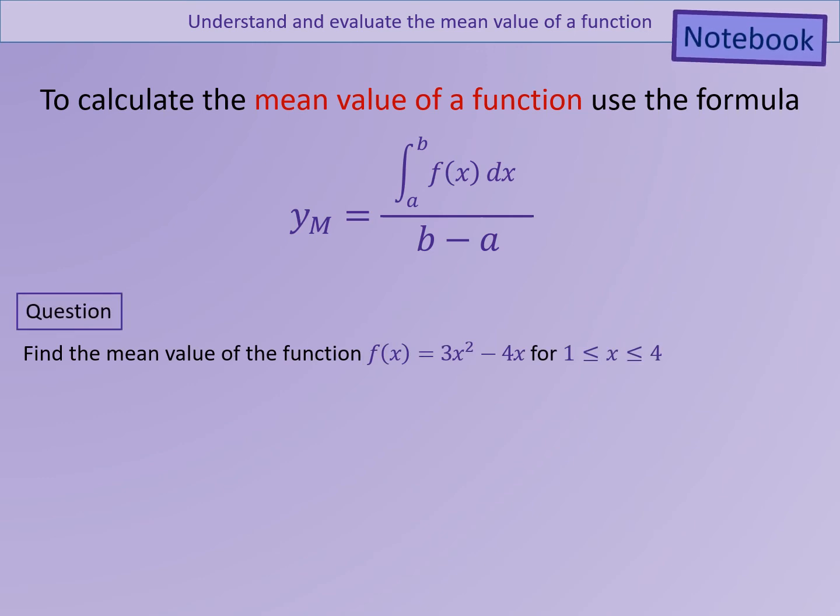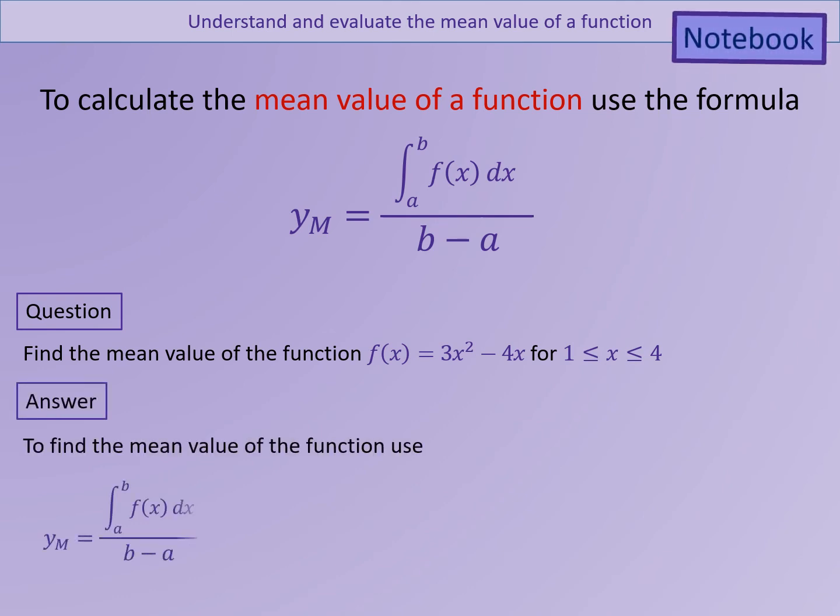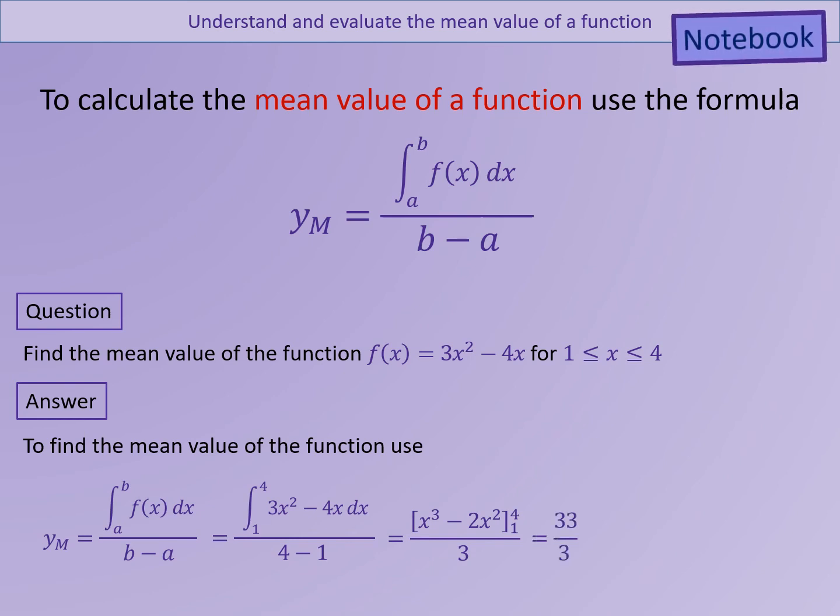So here's an example. We're going to use the function f of x, and we're going to use the interval from 1 to 4. So the mean value, or the average value that y takes over that period of x from 1 to 4, can be found by integrating f of x from 1 to 4 and then dividing by 3. So we get 33 over 3, which is 11. So the average value of y over that period is 11.